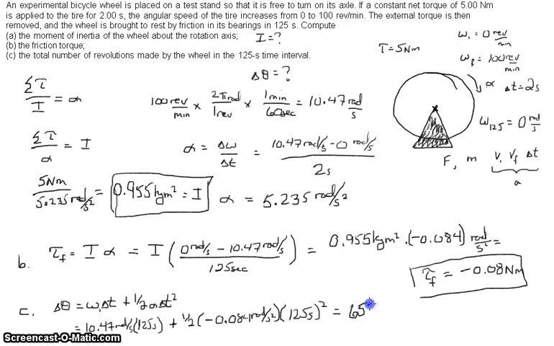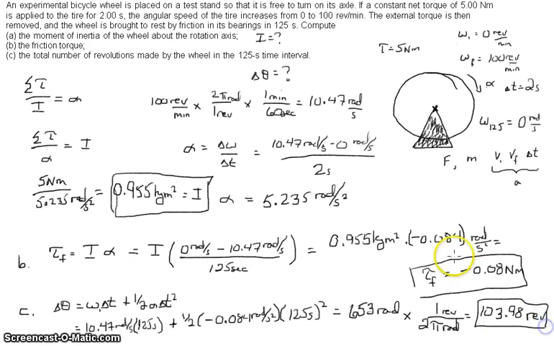653 radians. Okay, to go from radians to revolutions, we use a conversion factor. We know that there are 2 pi radians in 1 revolution, and if we calculate this out, we get 104 revolutions. Alright, there's your answer.